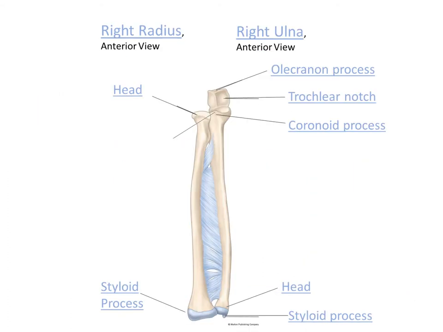Okay, now we have the right radius and the right ulna. The ulna is always on the medial side of your forearm. So this bone is on the pinky side of your forearm, whereas the radius is on the thumb side of your forearm. The ulna conveniently has a little U on the proximal end. So there's going to be one process here and there's going to be another process here. If you look at this bone from the side, it literally looks like a U. Therefore, this is the ulna. Again, the ulna is always on the pinky side.